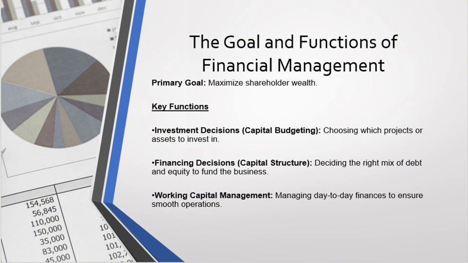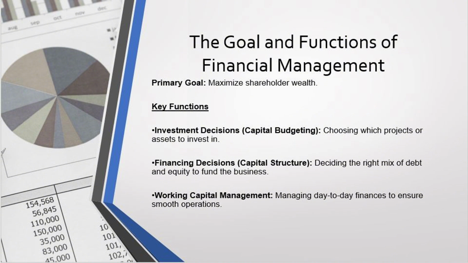While a company might focus on things like market share or customer satisfaction, the primary financial objective is to maximize the wealth of its owners, the shareholders. This goal provides a clear benchmark for making financial decisions. To achieve this, a financial manager performs three key functions.